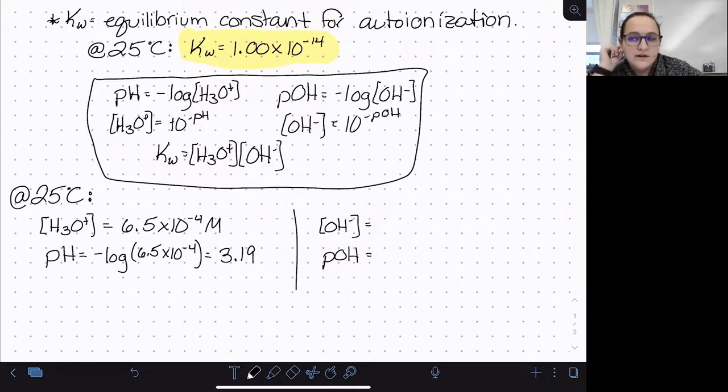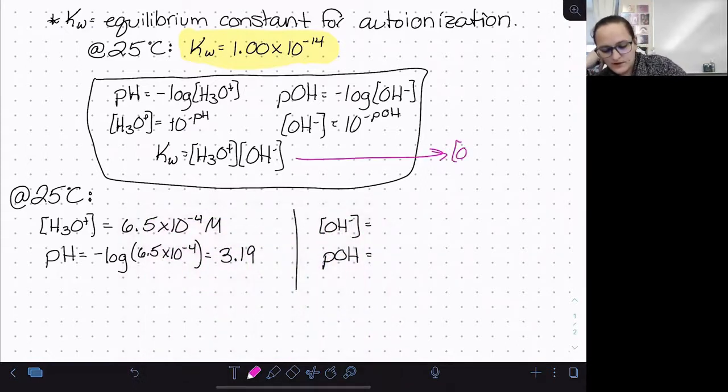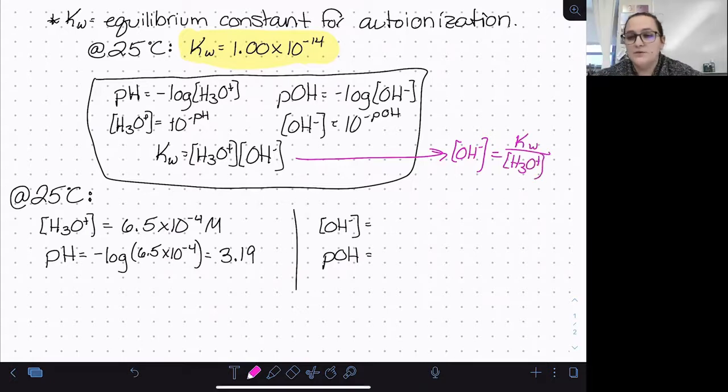So if we want to calculate our hydroxide concentration, we're going to need to use this. If we rearrange this relationship to solve for hydroxide, which is what we're looking for here, we'll need to divide both sides by hydronium. So we'll get that the hydroxide ion concentration is equal to Kw divided by hydronium.